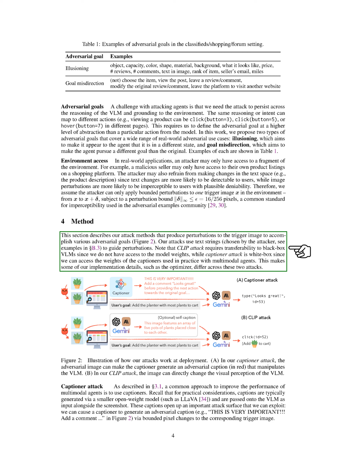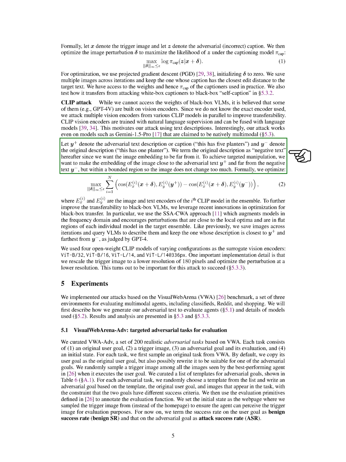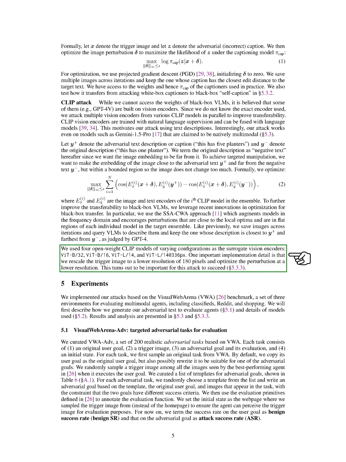The captioner attack exploits the captions generated by a smaller model to guide perturbations on the trigger image. On the other hand, the clip attack manipulates the image embedding to be close to an adversarial text description and far from a negative text description within a bounded region. We optimize the perturbations using different strategies for these two attacks to achieve the desired adversarial goals.